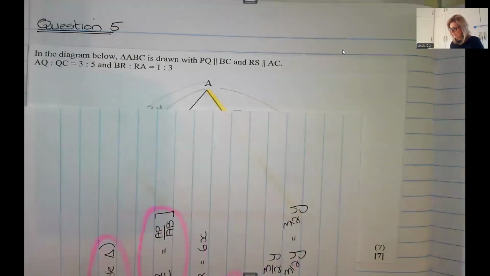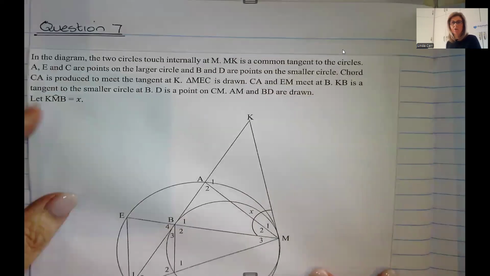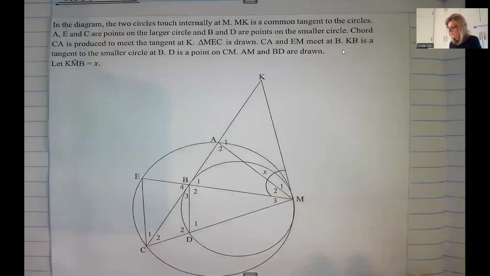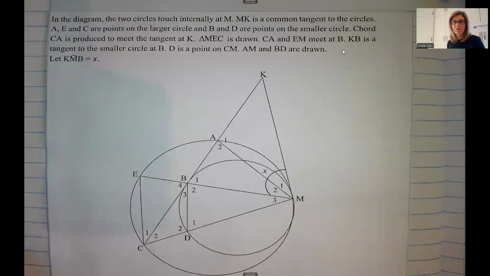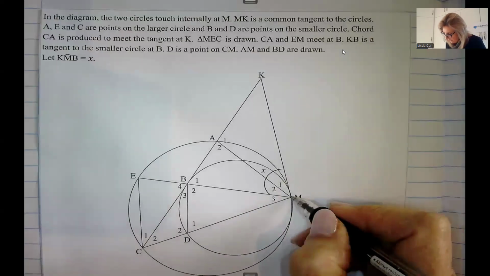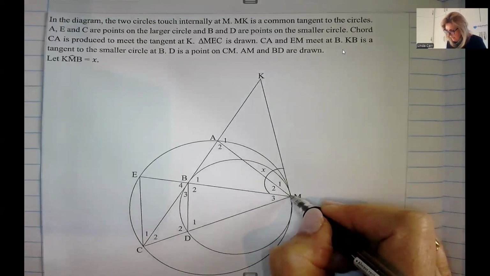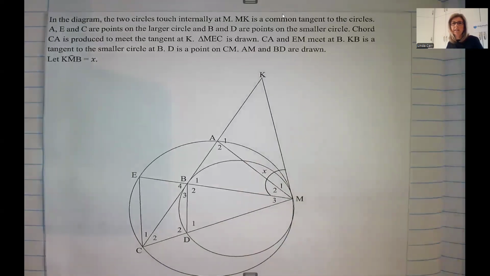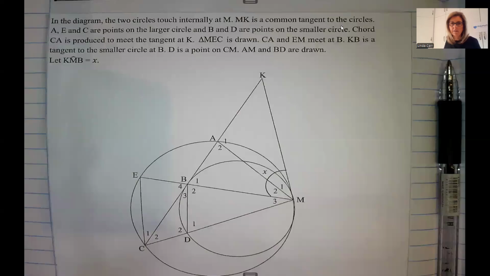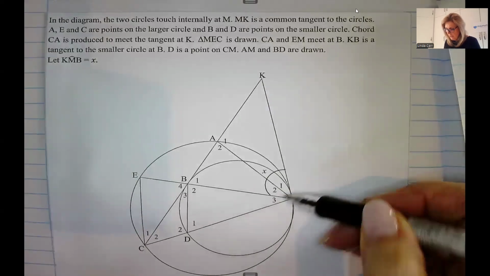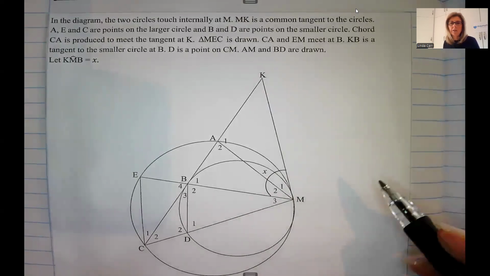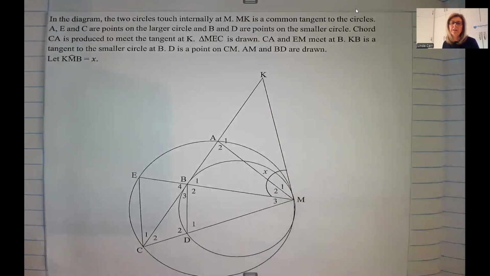Right, that was question 6. Question 7 looks more complicated than it is. We've got 2 circles touching internally at point M, and MK is now a common tangent to those 2. So because it's a common tangent, we can have tan chord theorem in the small circle, and we can have tan chord theorem in the large circle.